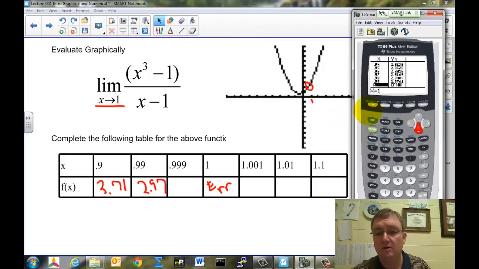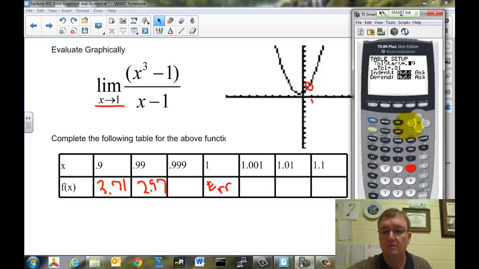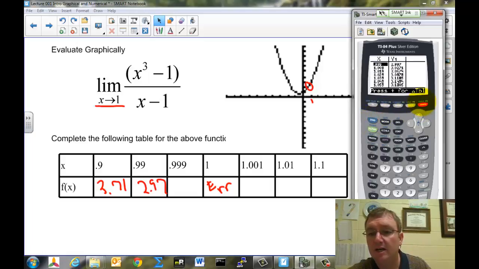So we're going to go here and press second. Going to go to table. And where do I need to start at? I want to start at 0.999. I didn't get a decimal in there. Alright, and second table. And at 0.999 it's 2.997.